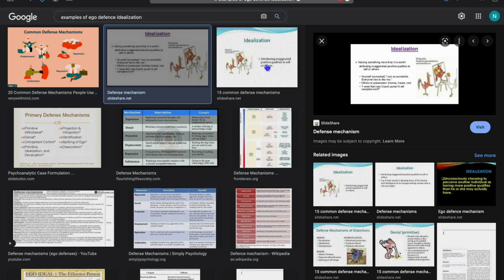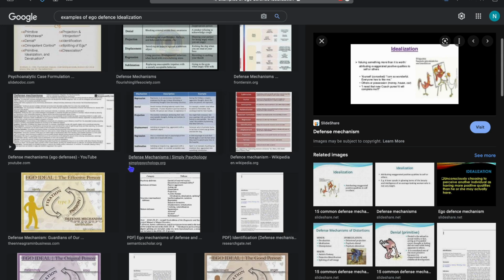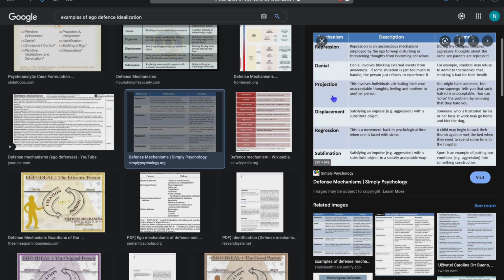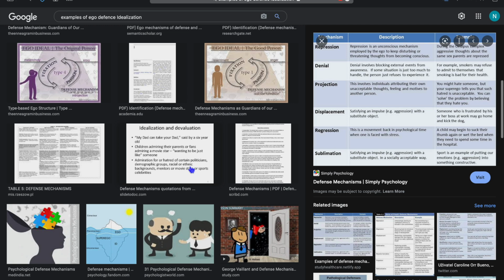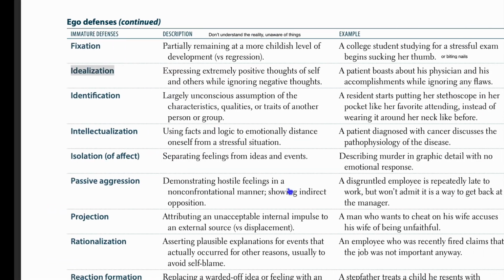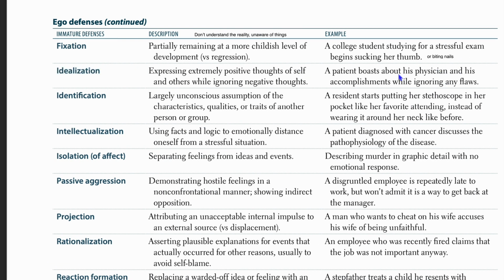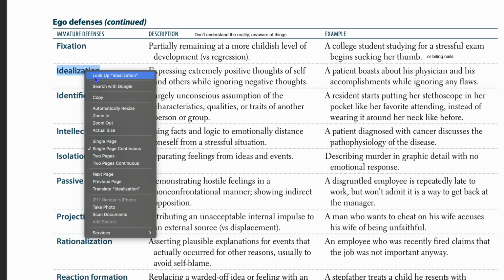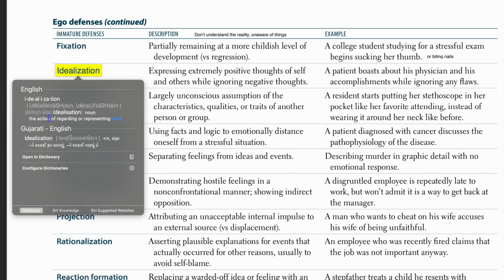Attributing exaggerated positive qualities to self or to others. Wouldn't that be narcissism though? No, idealization is over there. There's displacement, so someone who is frustrated from something. It's pretty easy to figure out because by itself, idealization means the action of regarding or representing. Okay.